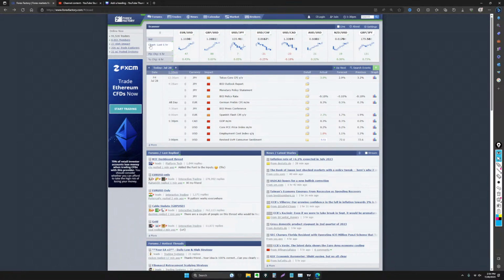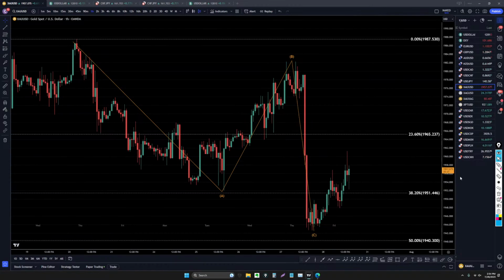Yeah, it seems like DXY is going to go down. Seems like the dollar index is going to go down. Seems like all the other pairs are going to trade accordingly to that. Hopefully the news gives us a little volume, a little action.